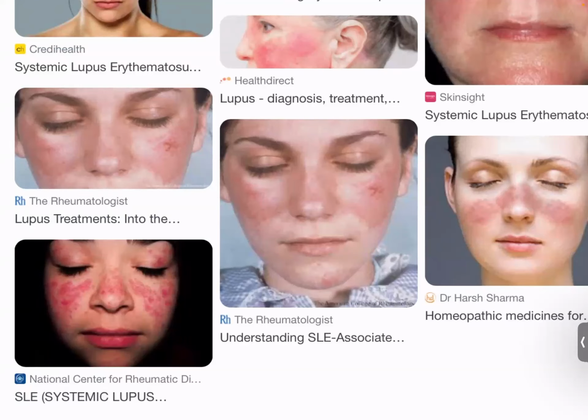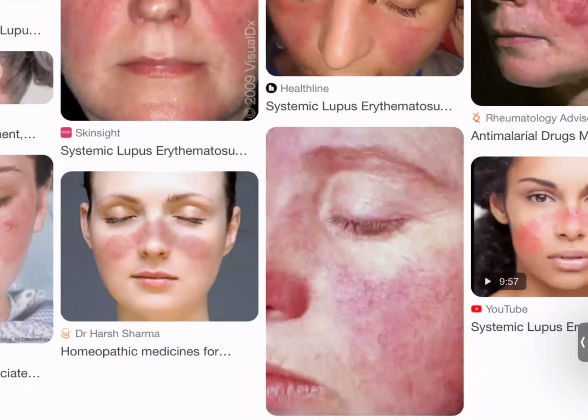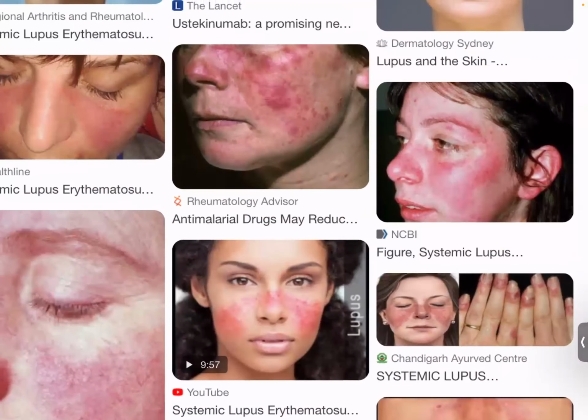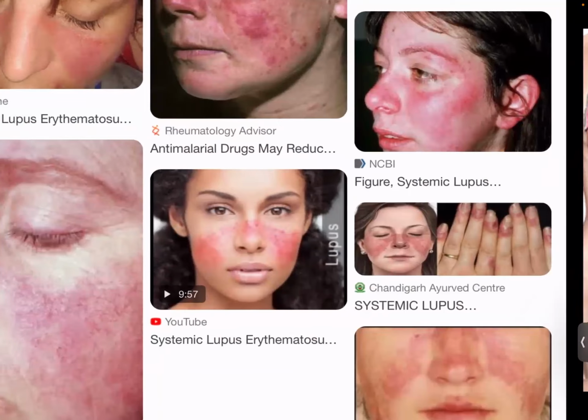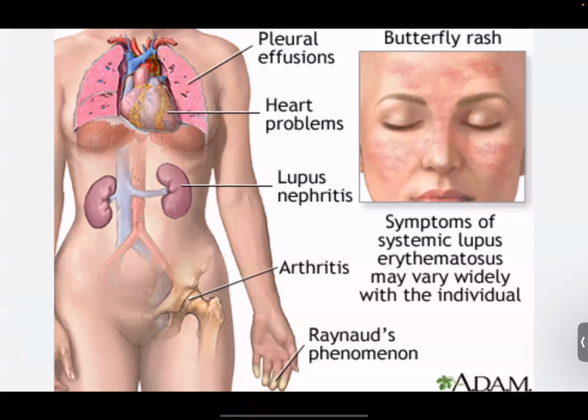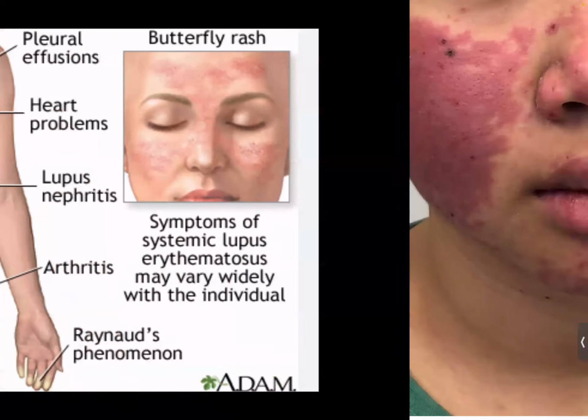Even if you find arthropathy, this arthropathy is Jaccoud's arthropathy. Jaccoud's arthropathy will be correctable with the prayer sign or with making a fist. Systemic lupus erythematosus, spot diagnosis. So what are the manifestations? Butterfly rash, pleural effusion, heart problem, lupus nephritis, arthritis, Raynaud's phenomenon. All this may be found in case of systemic lupus erythematosus.